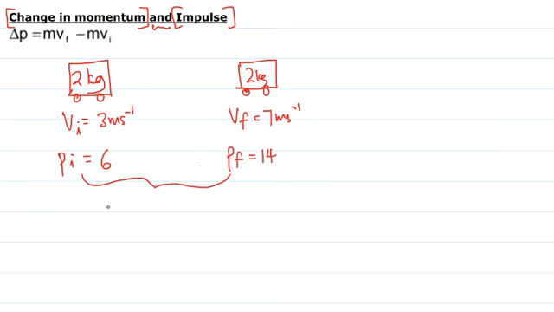The difference in the two, it's called change in momentum, and the symbol is delta P, change in momentum. Right, so that's obviously equal to the final momentum, subtract the initial one. That's going to be 14 minus 6, and that gives us a delta P, or change in momentum, of 8, let's put the units now, kilograms meters per second.